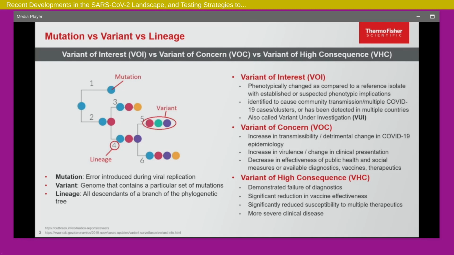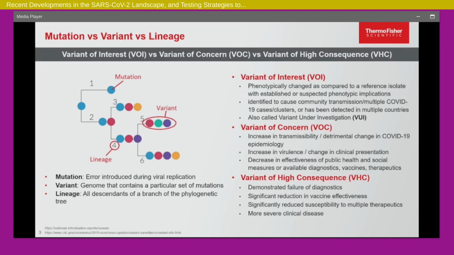That is the concept of a variant of interest. We can also use it interchangeably with the term variant under investigation. A variant of concern, on the other hand, is something that has shown a higher risk of causing severe disease or increased transmissibility. It might have some potential for vaccine evasion, and those are things that we need to be really careful about.